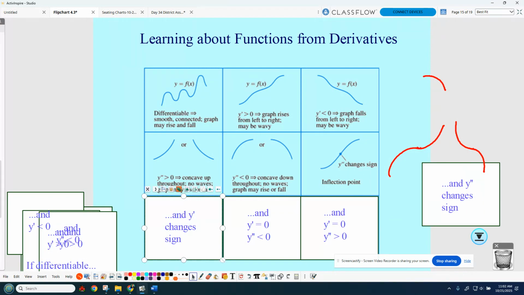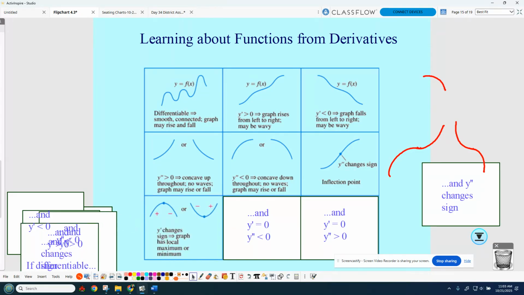Differentiable and y prime changes sign. It's a critical point. What does that mean? It's max or min. Yeah, okay, it's more than a critical point. If I tell you it has to change sign, it will be a max or a min. And if you know which way the sign changed, if it went from positive to negative, it stopped going up and started going down, you'd know it's a max. Or if you knew it changed from negative to positive, you would know it's a min.